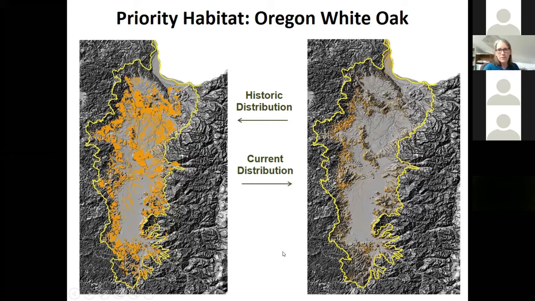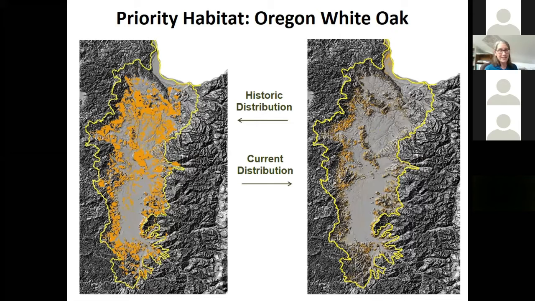So very little. Where it remains, it's a priority from a wildlife perspective to retain, because it's really hard to replace. It's slow growing, and it takes time to replace.